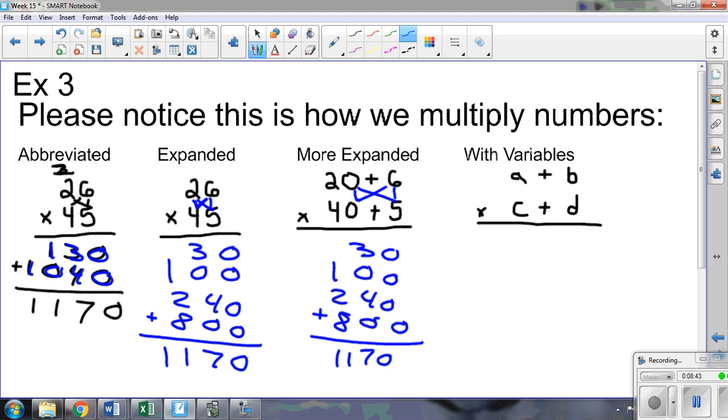No matter what, though, they're still doing 4 pieces of multiplication followed by addition. And it's the exact same thing that we would have with variables. B times D, A times D, B times C, and A times C. Those 4 things look familiar? They should. Those are the 4 pieces that we got from FOIL: first, outer, inner, and last.